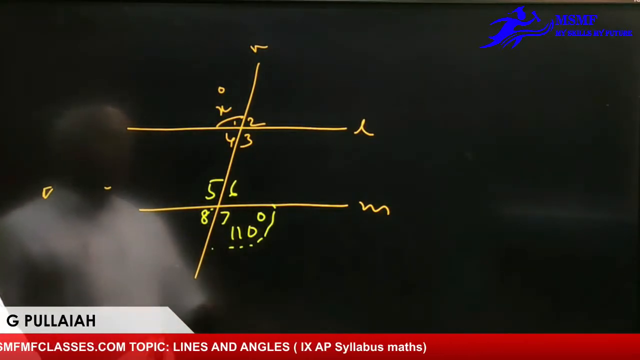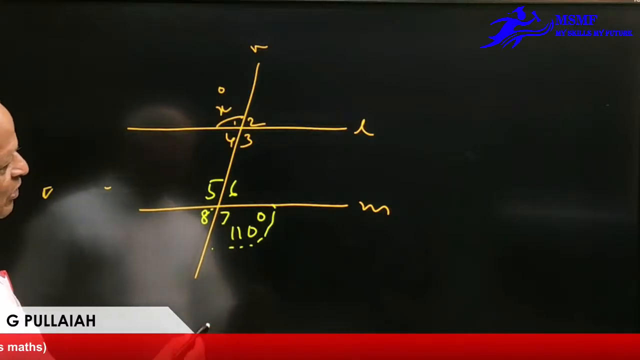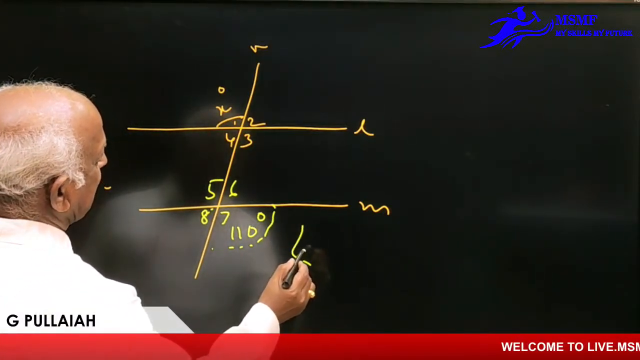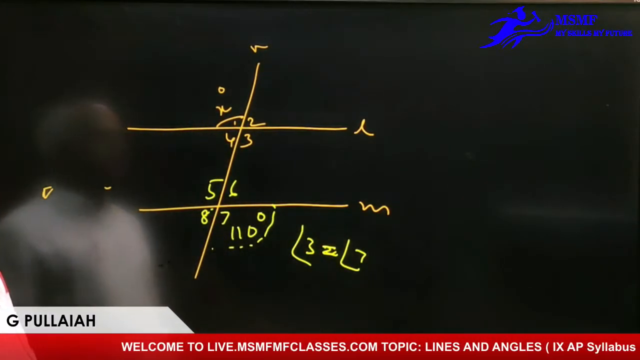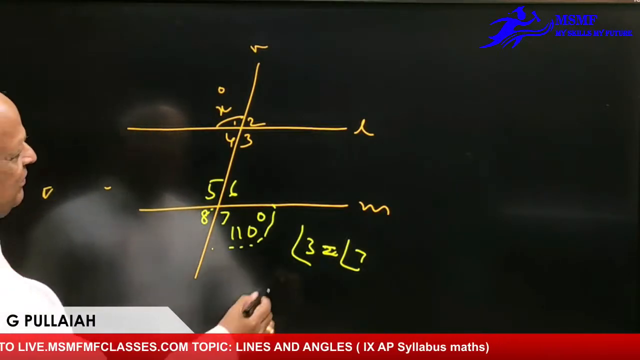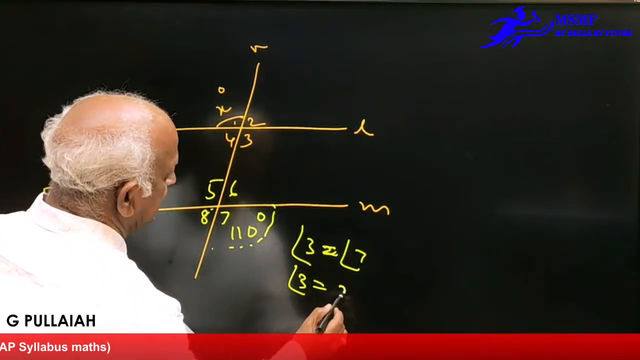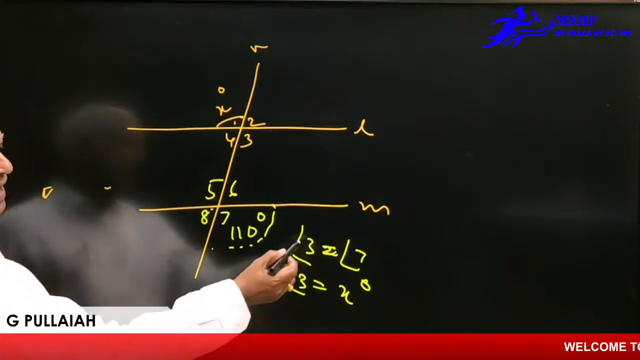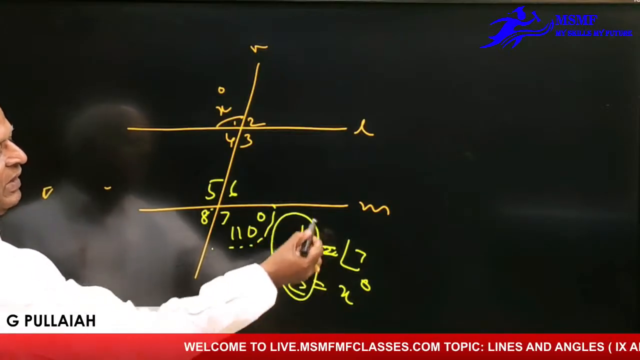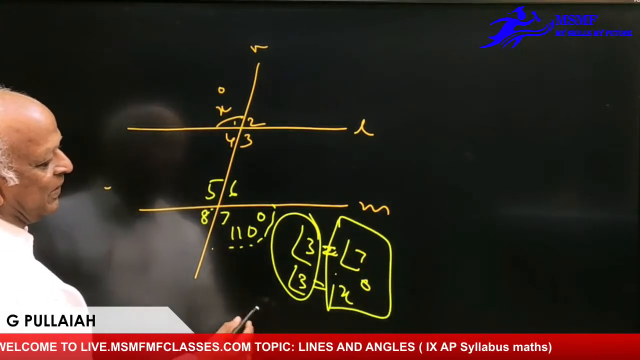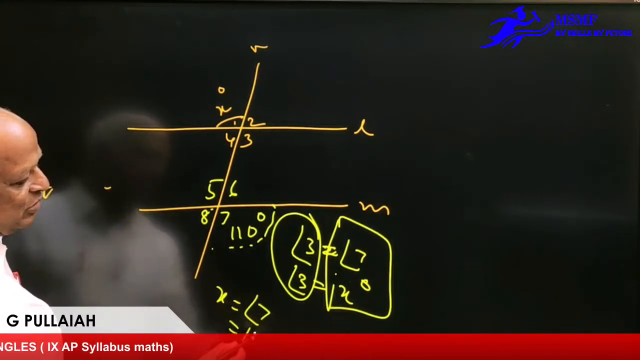Now this angle 7 is the corresponding angle to angle 3. So now I can say angle 3 is equal to angle 7. We can also say angle 3 is equal to angle x. Here on the LHS, angle 3 is angle 3, so the LHS are equal, and the RHS are equal. So now I can say x is equal to angle 7. Angle 7 is equal to 120 degrees.